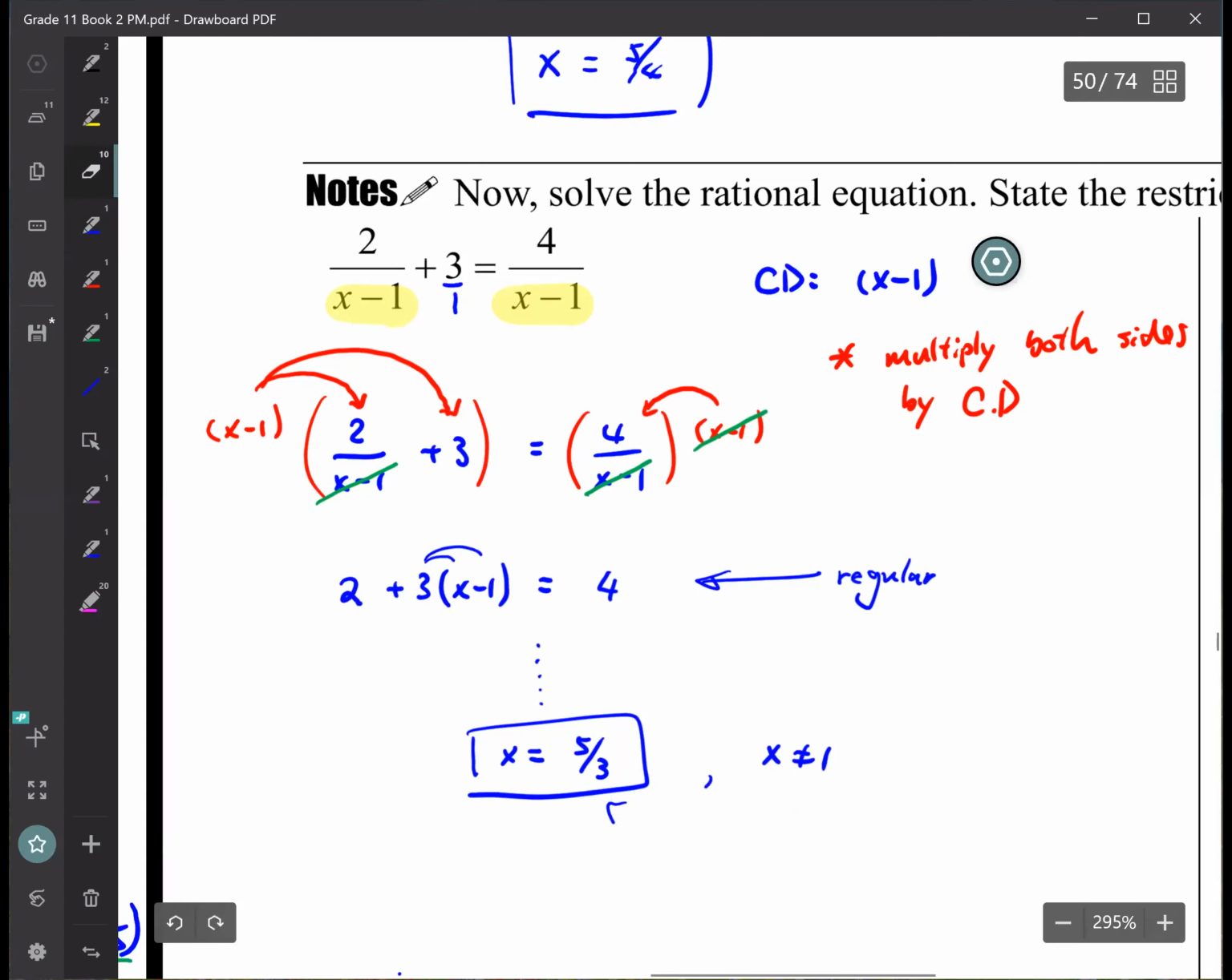Okay. So that's it. So you leave your answer like that. So you have 2 parts to your answer. One is restriction. One is the x equal.